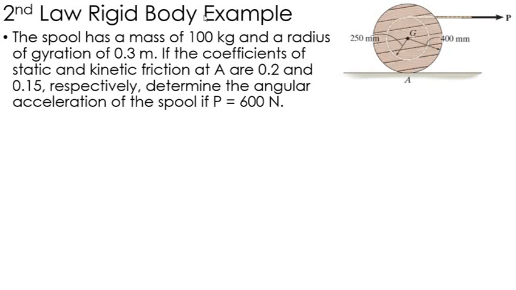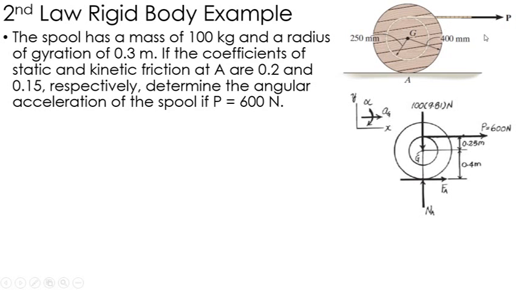Alright, in this problem we have a spool that has a mass of 100 kilograms and a radius of gyration of 0.3 meters. If I know the coefficient of static and kinetic friction at point A, I want to figure out what the acceleration of the spool is, the angular acceleration of the spool is, if I pull on a cable wrapped around it as shown with a force of 600 newtons.